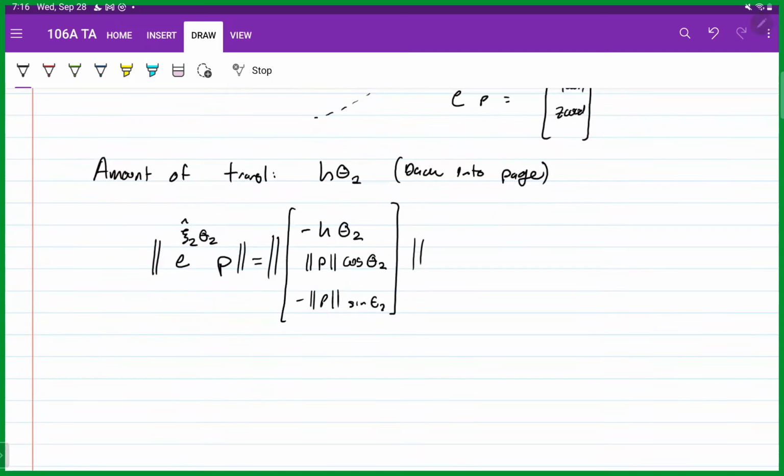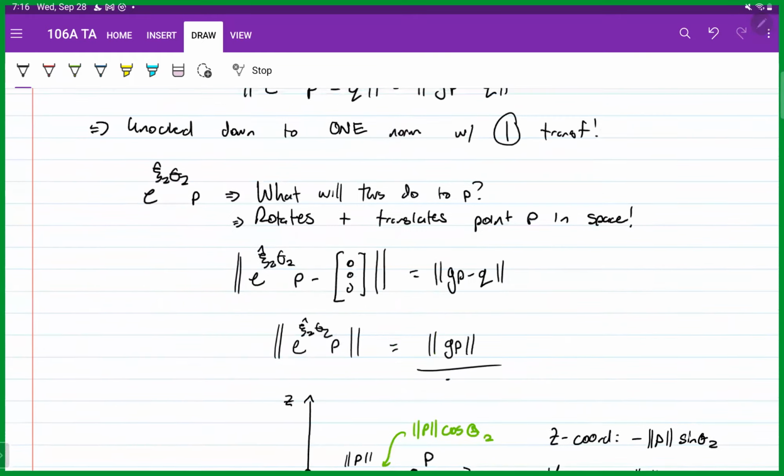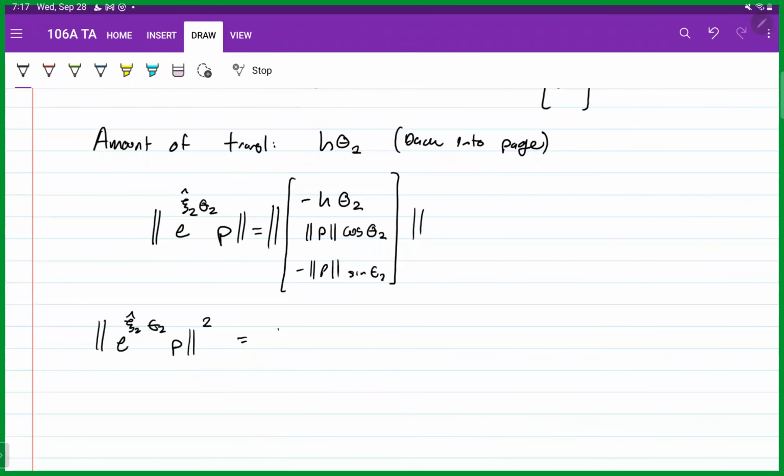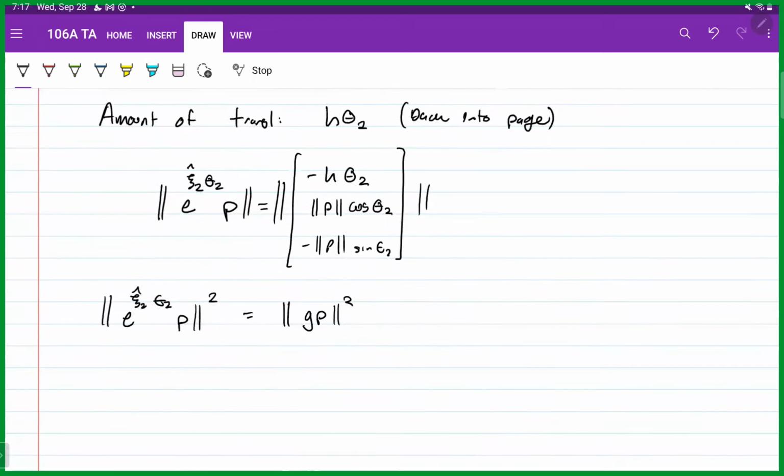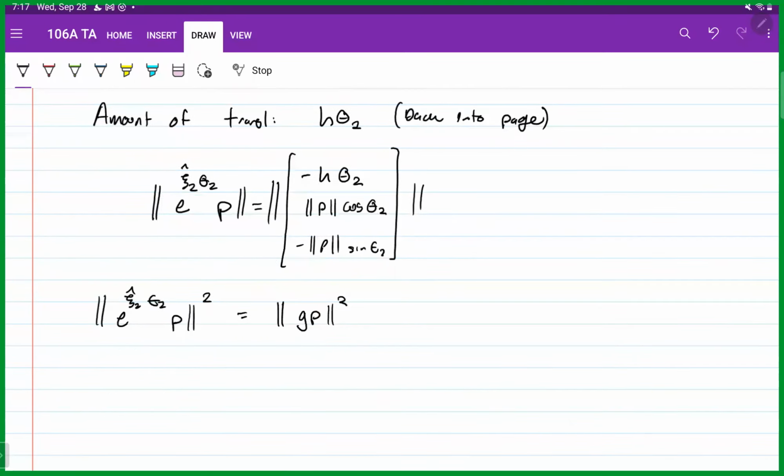So if we want to find the magnitude of e to the psi hat 2 theta 2 times p, what's that going to equal? Well, in this case, let me just square this on both sides to make this easy for us, times magnitude of gp squared. All right, so then that way we're just going to be able to drop the square root. It's going to be kind of nice.